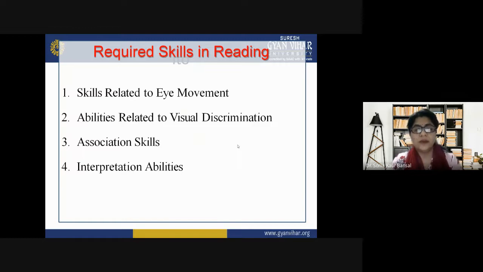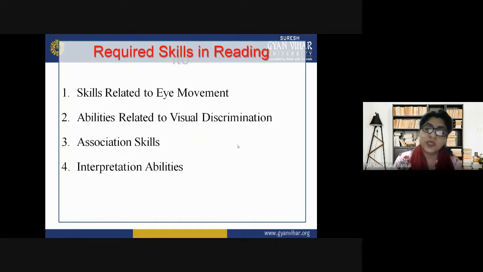Then association skills. When you are reading, maybe you are doing loud reading or silent reading. So you must have association skills, like you are concentrating, you are very attentive. And when you are doing loud reading, your speaking skills are also associated with the reading skills.